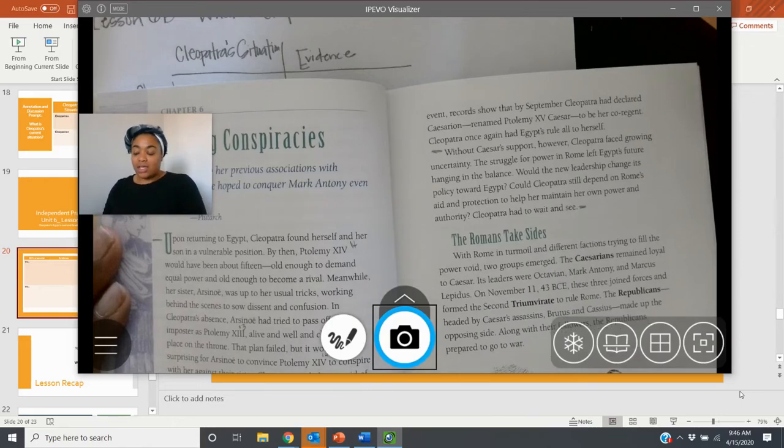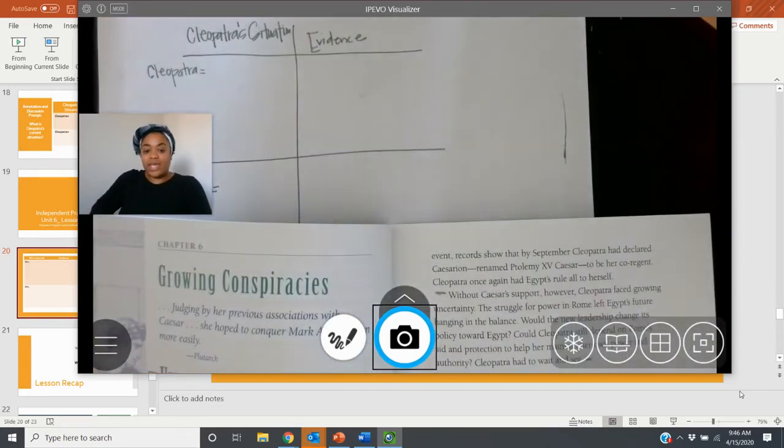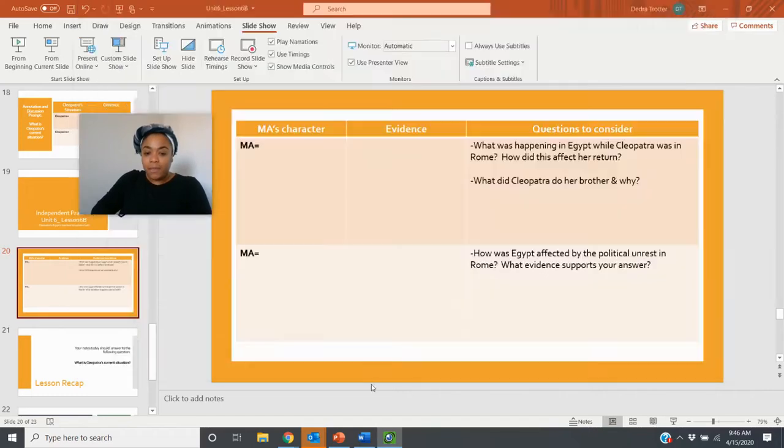We're going to pause. Let's find evidence to explain what was happening in Egypt while Cleopatra was in Rome. How did it affect her return? And what did Cleopatra do to her brother and why? I'm going to give us 1 minute to find that piece of evidence. You are writing your evidence on your tracker.